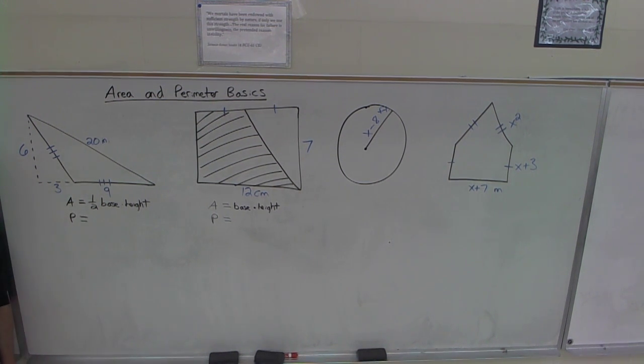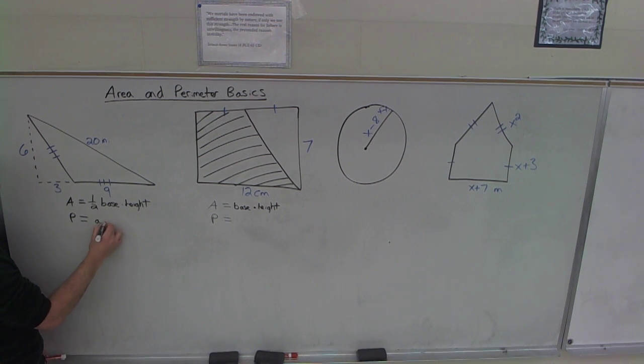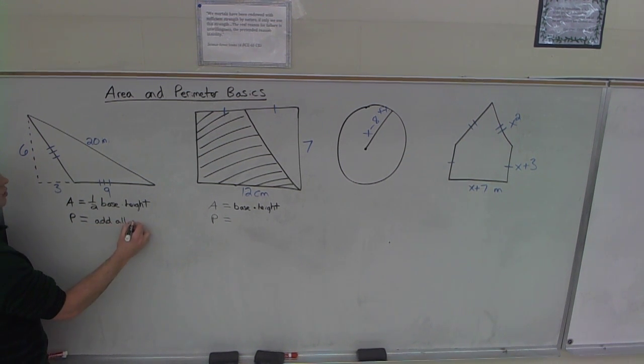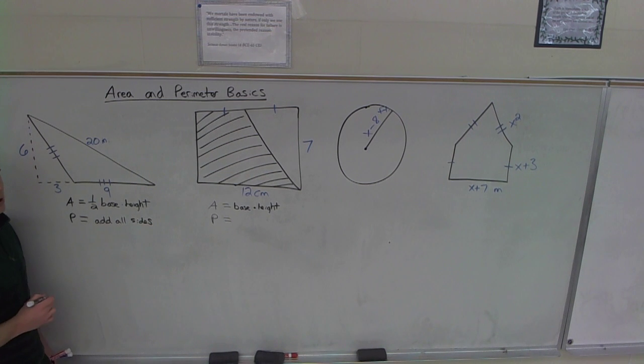How about perimeter for both of these shapes? It doesn't really matter what shape you are, right? You can just add all the sides. So let's put that: add all sides. That's the general idea. So it's pretty easy.